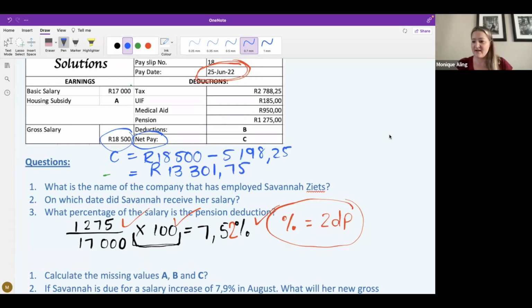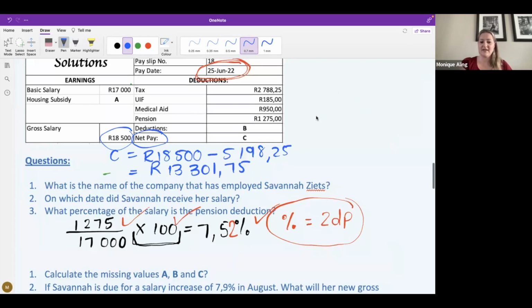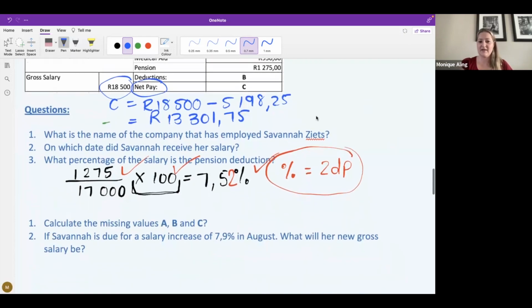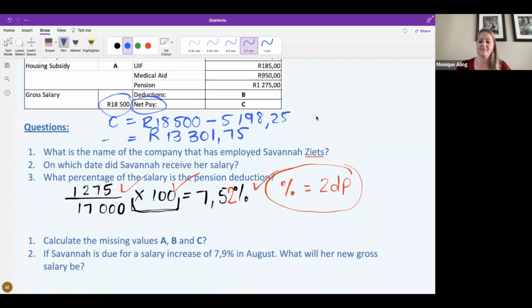And Asanda did get that right. Well done. Any questions? Okay, so these are the typical kinds of questions that you can get when given a payslip, but it's not too difficult, is it? All the information is there for you. You just need to figure out how to use those numbers.